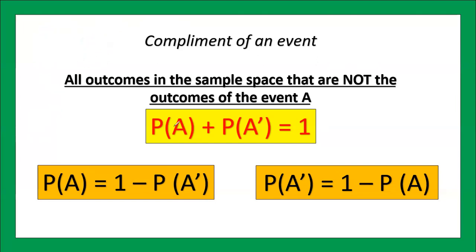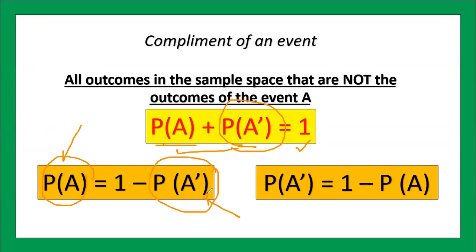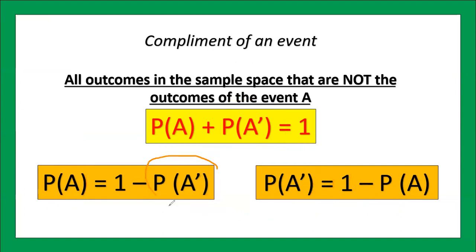Let's go to here. This equation says the probability of A plus the probability of A not happening is 1. So sometimes they just give you the probability of A and ask you to find the probability of A not happening. So what must you do? The probability of A not happening is 1 minus the probability of A happening. You understand? In some questions, they'll give you the probability of A not happening, and they ask you to find the probability of A happening.